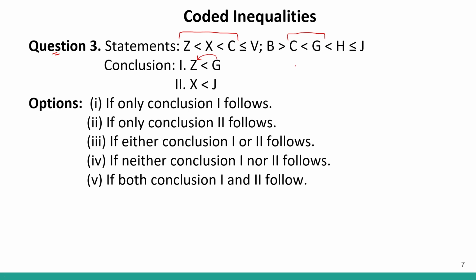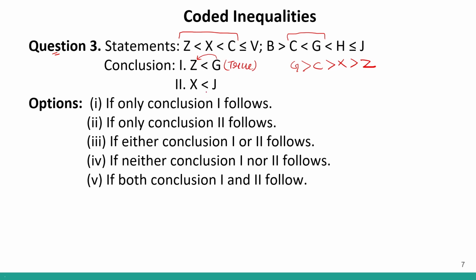So, this much information: G is basically greater than C, C is greater than X and X is greater than Z. This is given in this much information, correct? G is greater than C, C is greater than X, X is greater than Z. So, I can conclude that G is definitely greater than Z from bigger door to smaller door. Therefore, this is true. Correct?